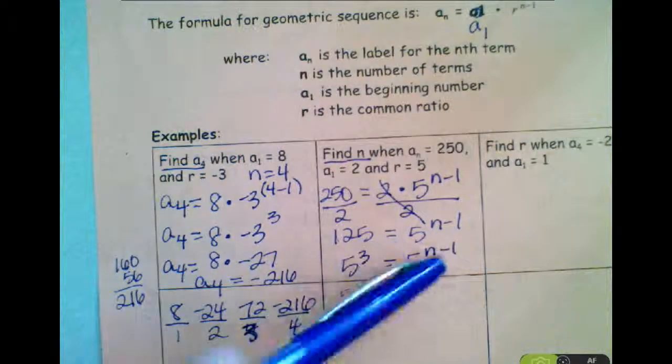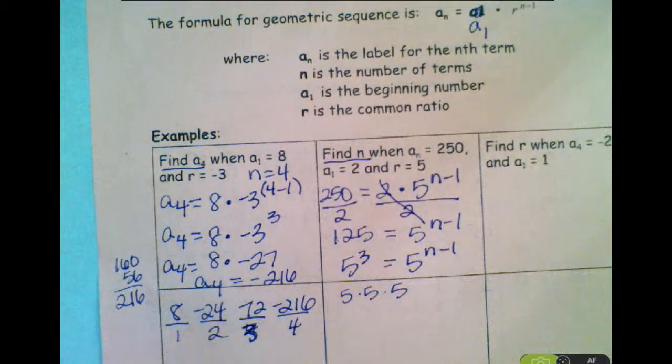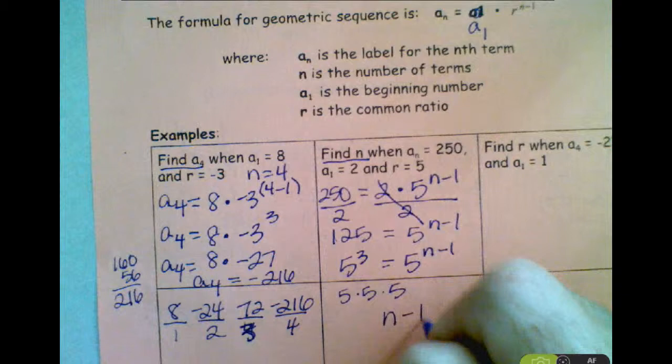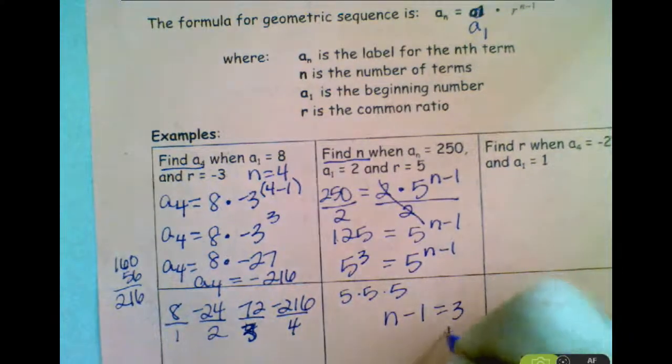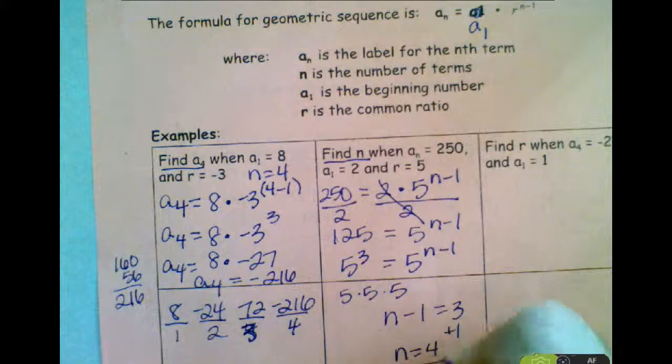So we need to make this n minus 1 be the same thing as 3. So we can set those equal to each other. What minus 1 gives you 3? Think about that for a second. How do I solve that? Oh, 4. How do you know that? Because you add 1, right? So n equals 4. Good.